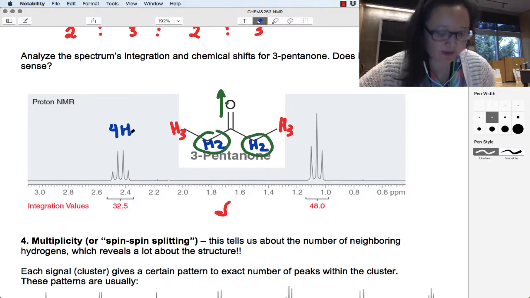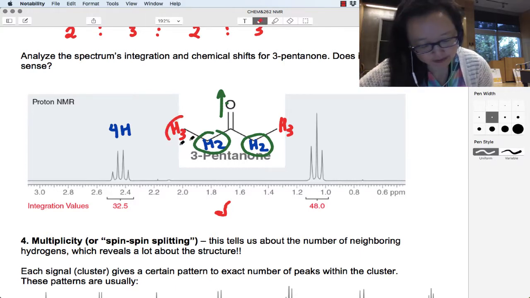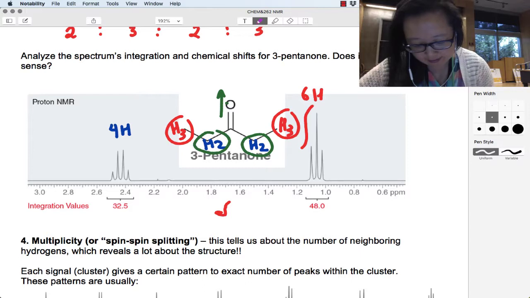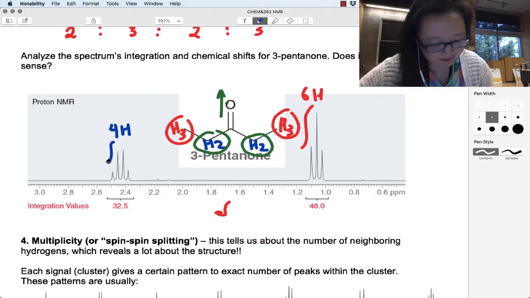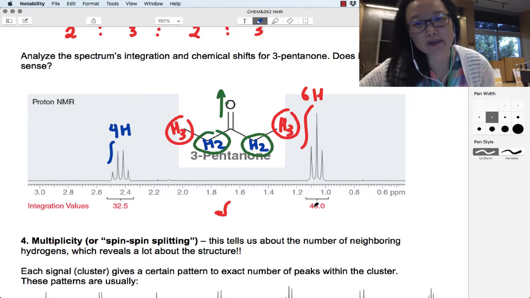And so there should be a 4H integration here because there are 4 equivalent hydrogens giving the signal. And then these guys are farther away from the oxygen, so they're going to be more shielded. And there are 6 of those, so I'm going to say 6H over here. And sometimes people draw a little curve here just to mimic what the NMR software does. So anyway, the actual values provided to us are 32.5 and 48.0.